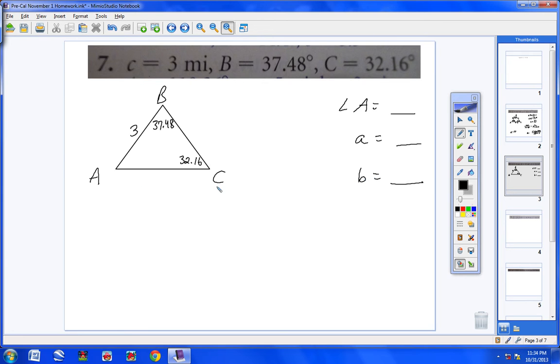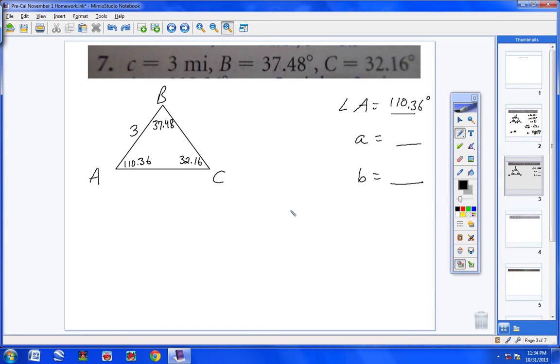Now, angle A is really easy to find. If I take 37.48 plus 32.16 and then subtract that from 180, I will get 110.36. Now that's pretty easy to do. And if I add up all three of these angles, they will add up to 180 degrees. That's pretty easy.